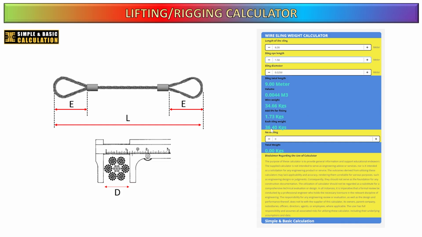Take note. This is only for wire sling. For the weight of the shackle, please refer to the manufacturer manual. I have a previous video on how to do this manual calculation, you can find it on my channel.